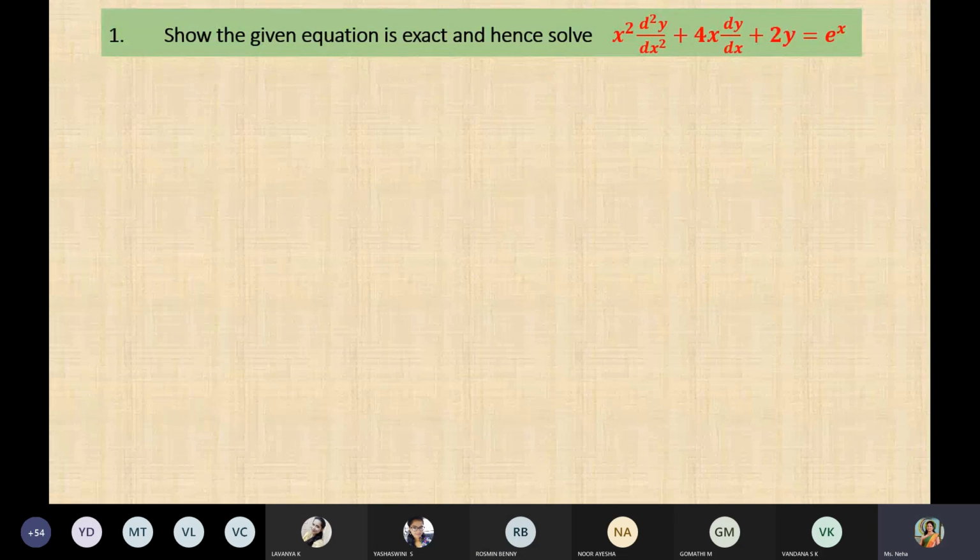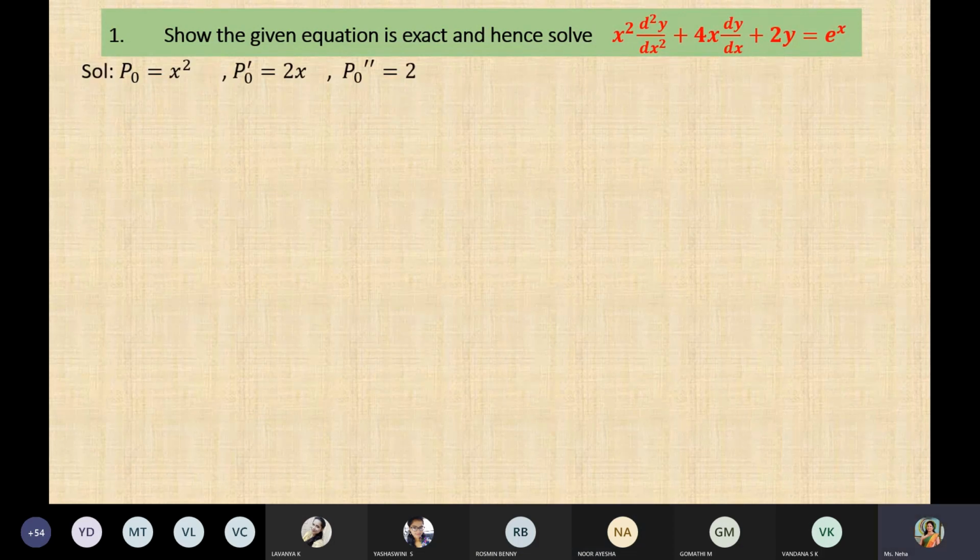First, we will find the values of P naught, P1, P2 and Q. What is my P naught value? x square. So my P naught is x square. Once you get P naught, find its first derivative and then its second derivative. My P naught dash will be 2x and my P naught double dash will be 2. Just find its next two derivatives also, P naught dash and P naught double dash.